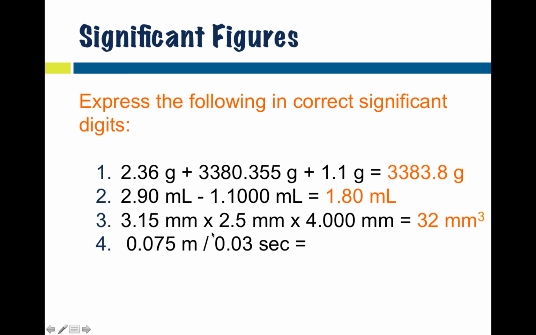And my last one is a division problem. So again, I'm looking at fewest number of significant figures. I've got 2 sig figs here. I've got 1 sig fig here. So my answer is going to be limited to 1 sig fig. Let's do the math. I get 2.5. Again, we're going to have to limit this number to 1 sig fig. My answer is 3 meters per second.